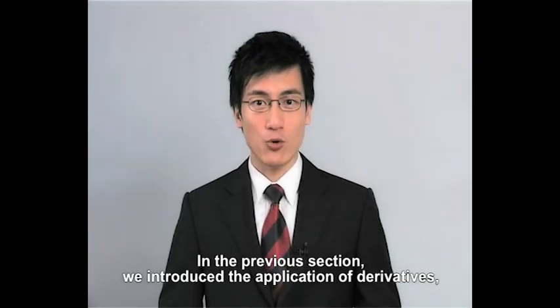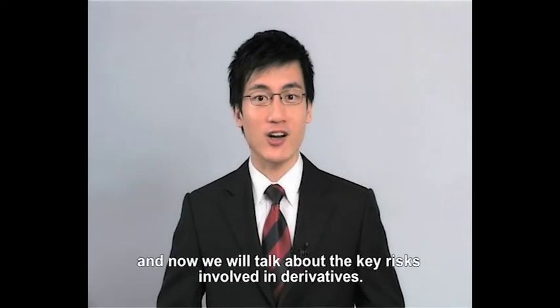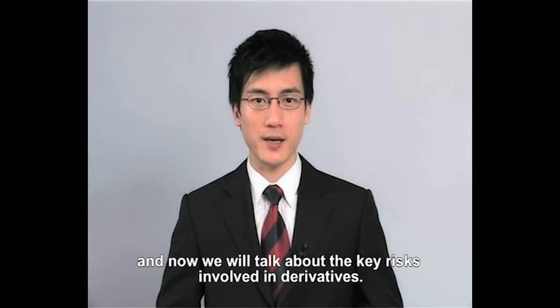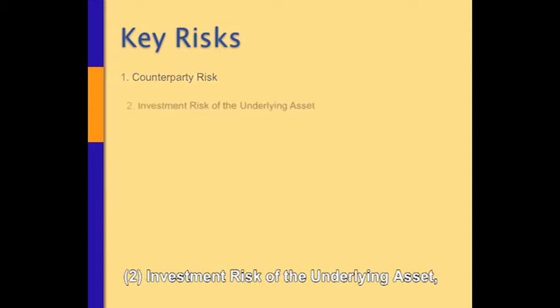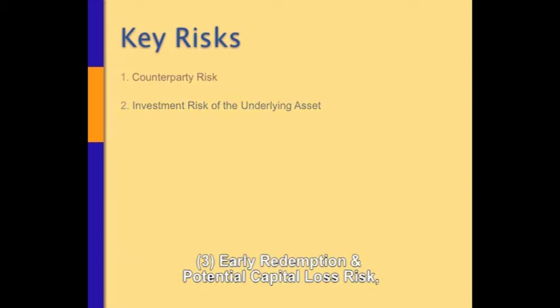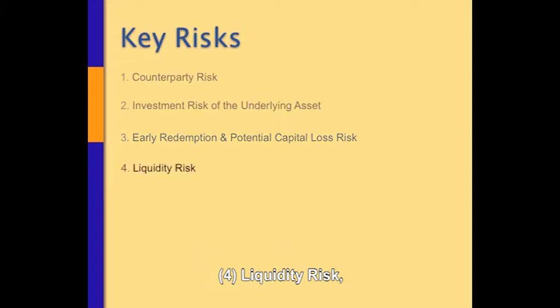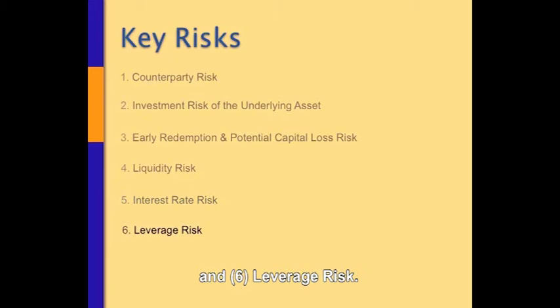In the previous section, we introduced the application of derivatives, and now we will talk about the key risks involved in derivatives. They are: number 1, counterparty risk. 2, investment risk of the underlying asset. Number 3, early redemption and potential capital loss risk. Number 4, liquidity risk. Number 5, interest rate risk. And number 6, leverage risk. Let's talk about them one by one.